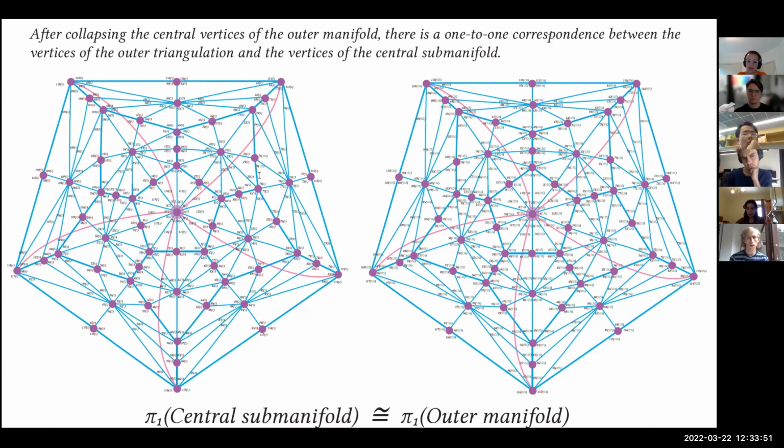So the way I think of this is that this outer triangulation is kind of like a thickened up 3-manifold, because they have the same fundamental group. So it might turn out that they have the same higher homotopy groups. I'm not sure about that. But it's kind of like a thickened 3-manifold.